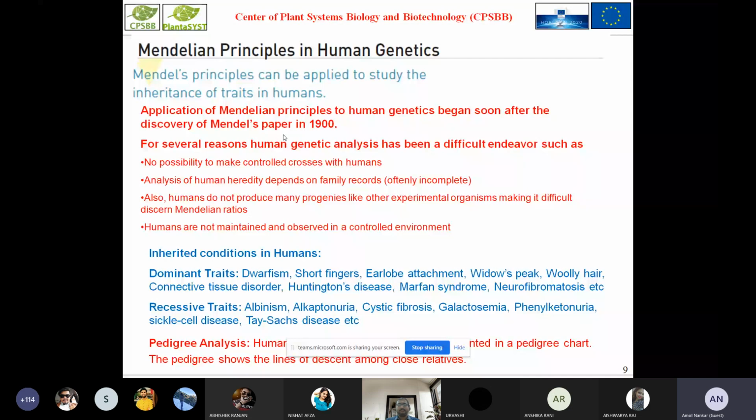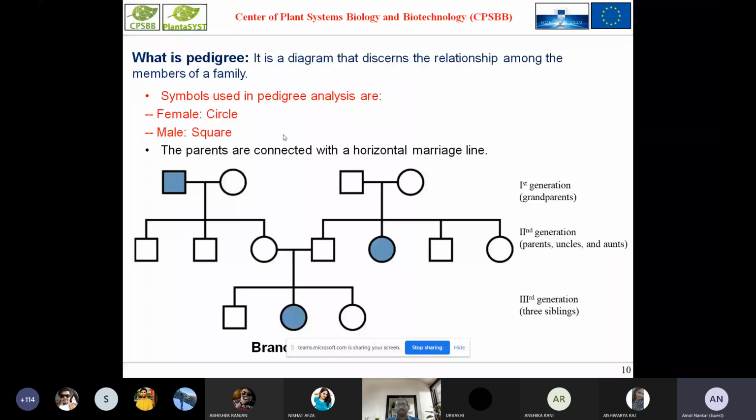But before we jump into that, we would go into the pedigree analysis first. This is very important, because without knowing how to establish or interpret a pedigree, it will be very hard for us to do any pedigree analysis. So a pedigree is nothing but a diagram which shows the relationship among the members of a family.